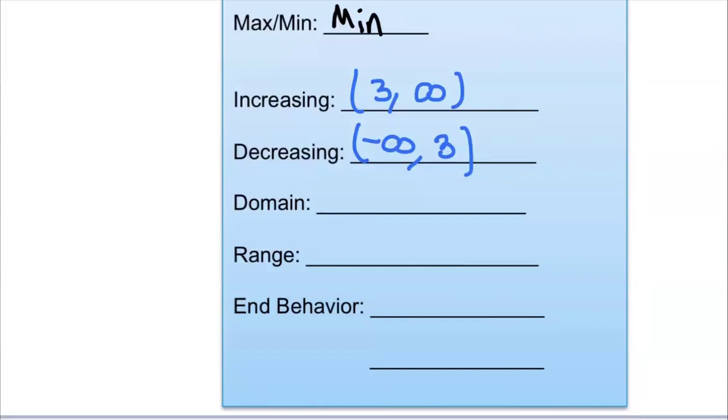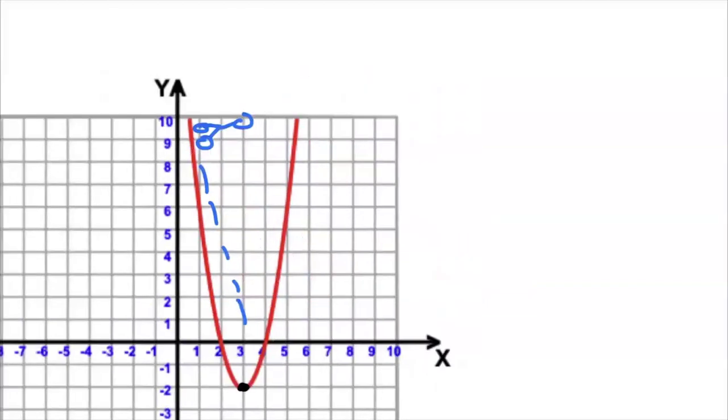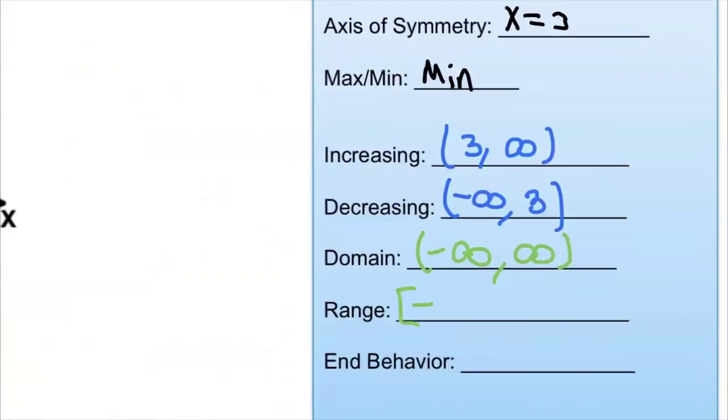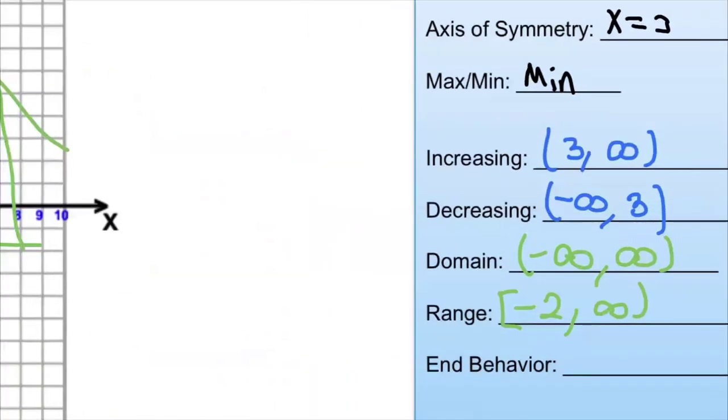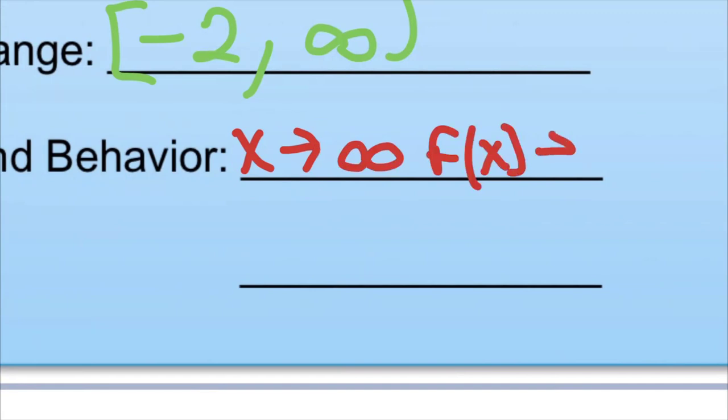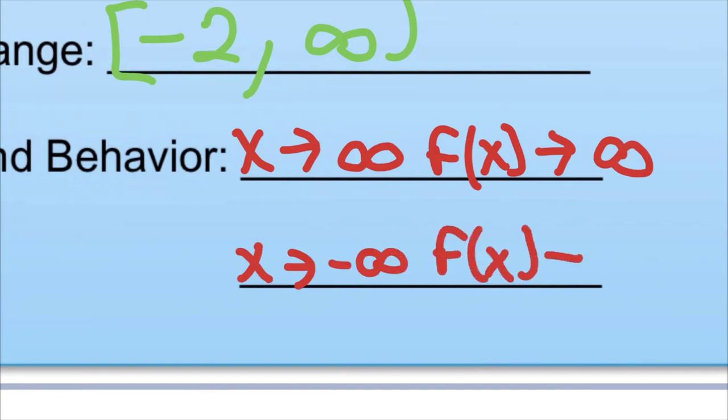Like I said, domain is always going to be negative infinity to positive infinity. And our range here, going down to up, we're starting at negative 2 and going all the way up, continuously going up. So it's an inclusion of negative 2 all the way to infinity. And for our end behavior, it's positive. So as x approaches infinity, f of x also approaches infinity. As x approaches negative infinity, f of x approaches infinity.